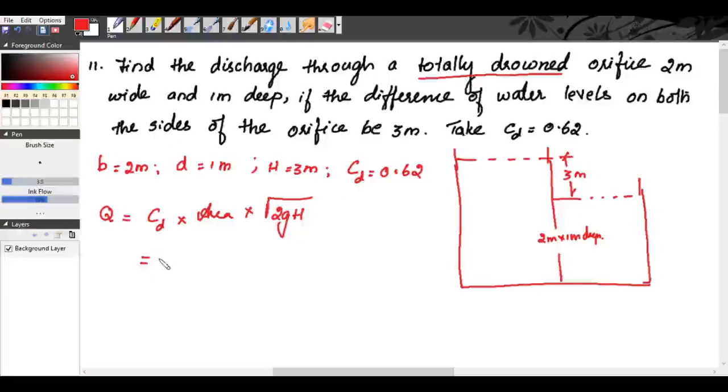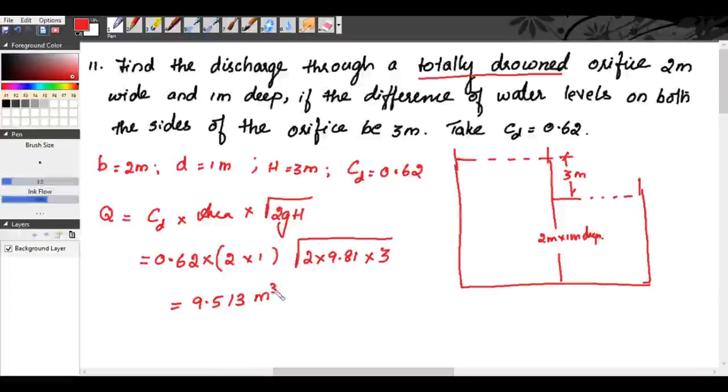So we get CD is 0.62 into area of the orifice, which is 2 meter by 1 meter, multiplied by square root of 2 into 9.81 multiplied by H is 3 meter. So we get 9.513 meter cube per second. Because the details of H1 and H2 are not given in the problem, you can take it as the depth of the orifice.